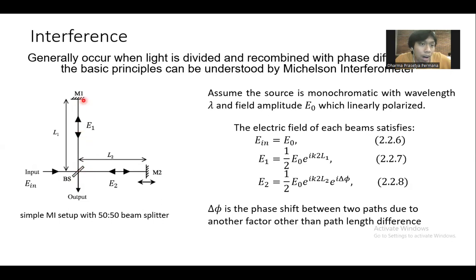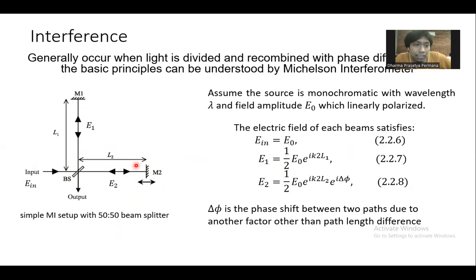The first one will go up to the mirror M1, and the second one will go to the right to the mirror M2. Each of these beams has the same energy, hence the same amplitude. That's why it's called the 50-50 beam splitter. And then we can express the electric field amplitude of each beam with these three equations.